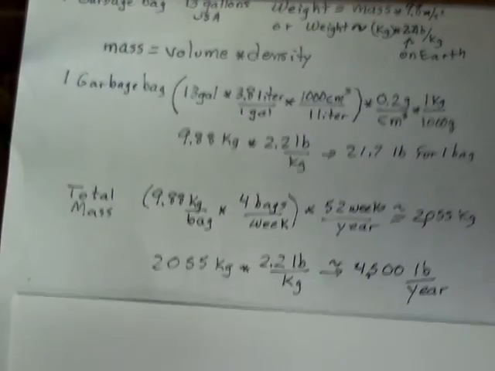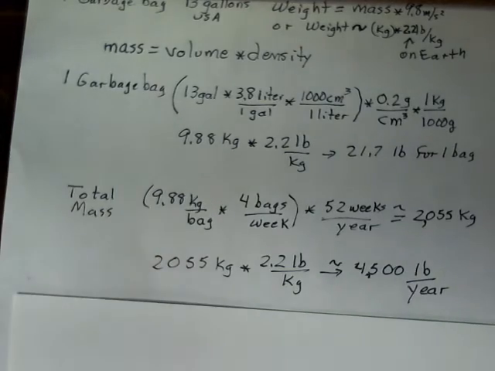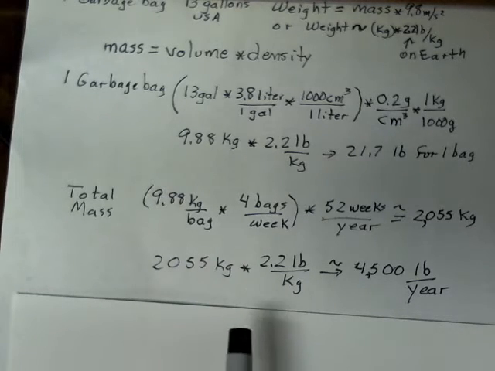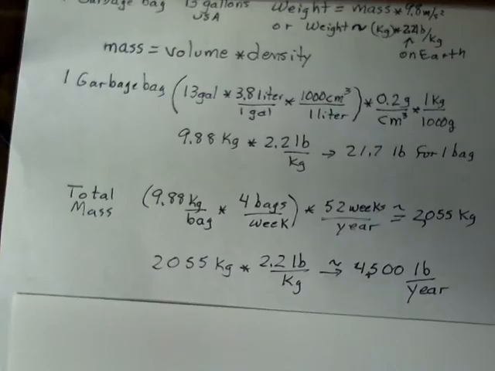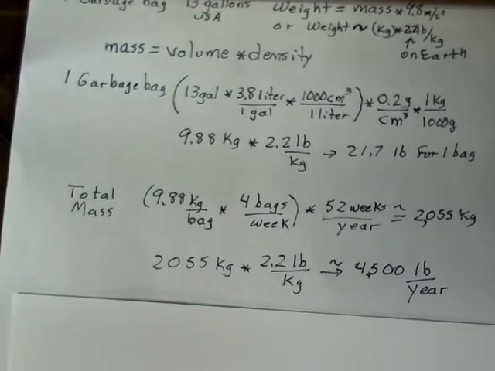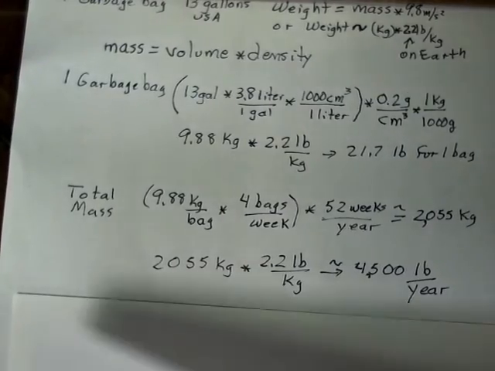And then for the students in English unit countries, such as the United States, 2055 kilograms, roughly 2.2 pounds per kilogram. And I'm rounding off here. 4,500 pounds per year is my estimate for the weight of garbage thrown out by a family of 4 in the United States. So a Fermi estimation problem, you break it down into factors, you guess where you need to guess, and you come up with an estimate.